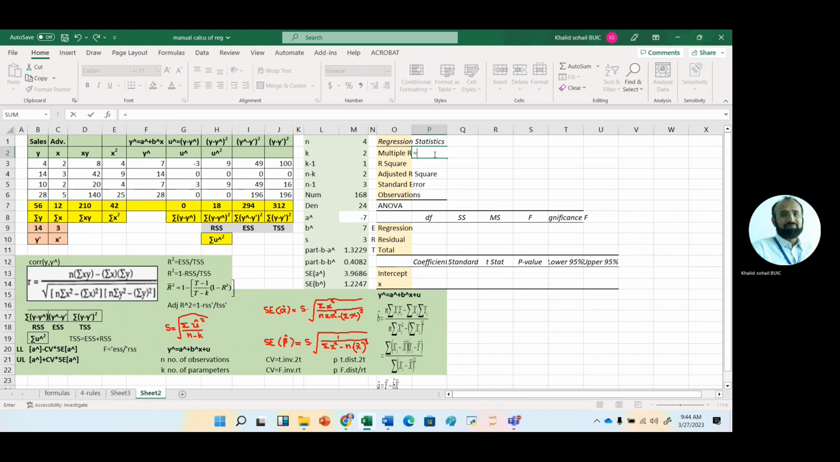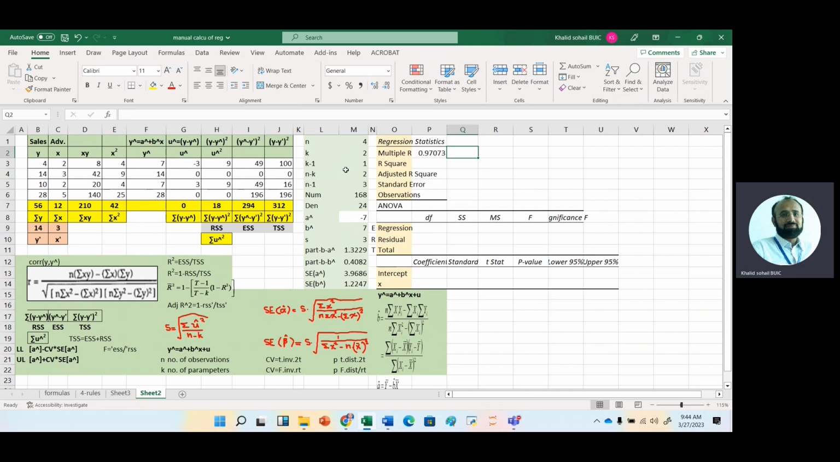Again, the CORREL function, y, comma, y hat. So 0.97073, it is the correlation coefficient. Then to get R square, we need all these: ESS, RSS, and TSS.